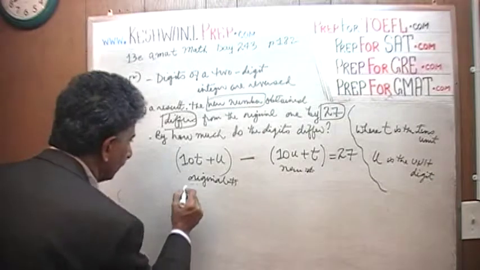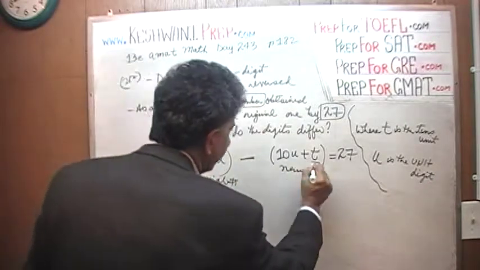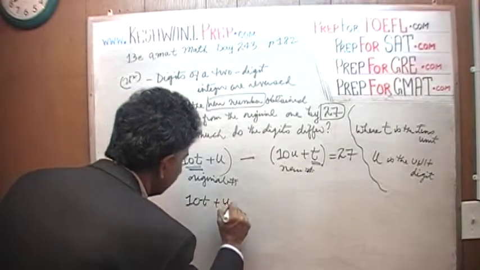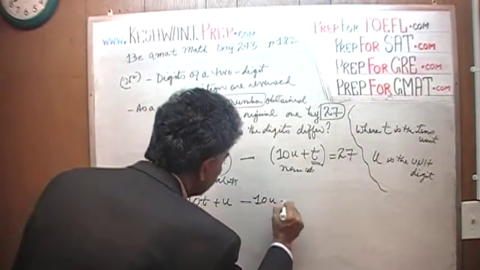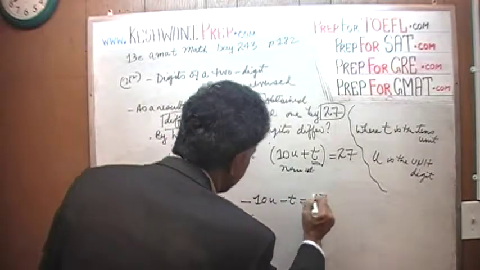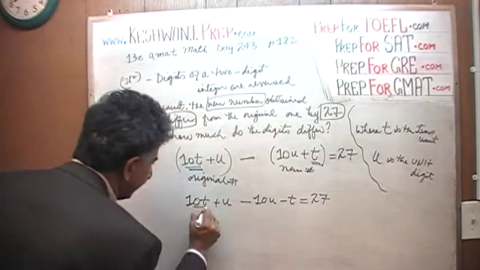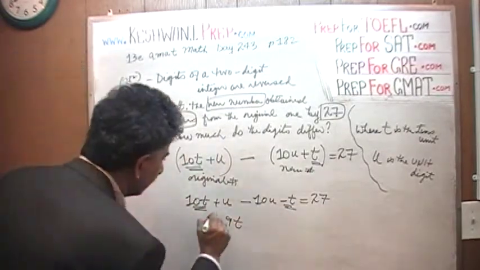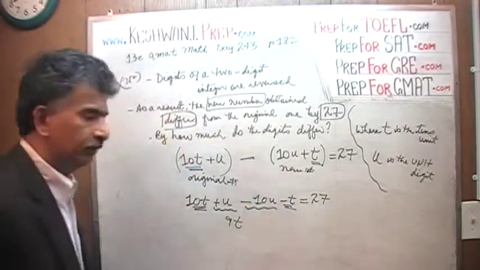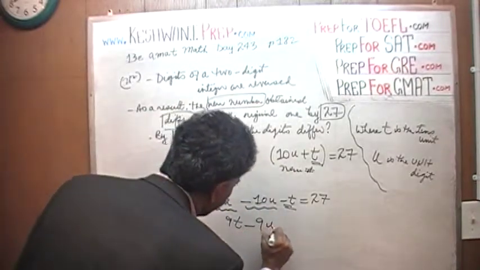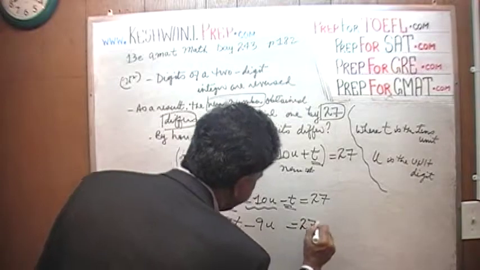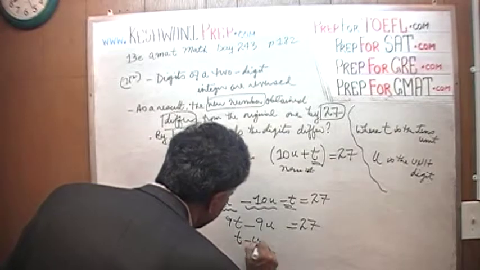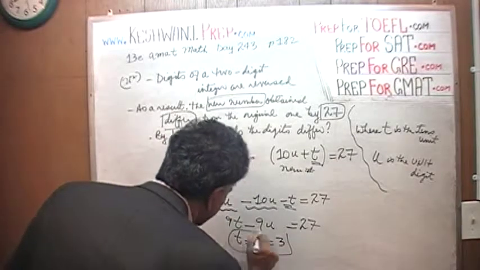So let's do it. It's 10t here, I see 1t over here, and I see a minus sign. So here we get 10t plus u minus 10u minus t, which we are told is 27. As I said, 10t minus t gives us 9t, and u and negative 10u gives us negative 9u, and that equals 27. Divide the entire equation by 9 and you find that t minus u equals 3. Voila.